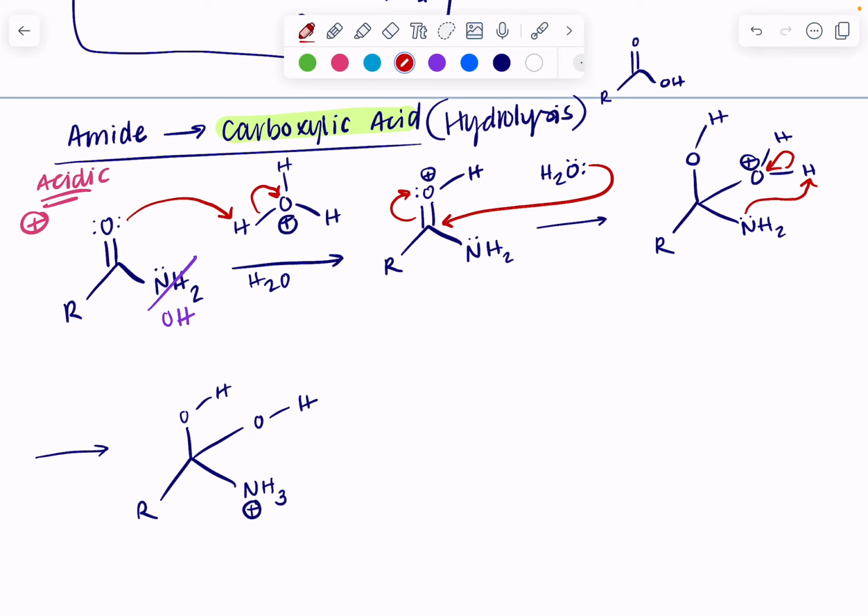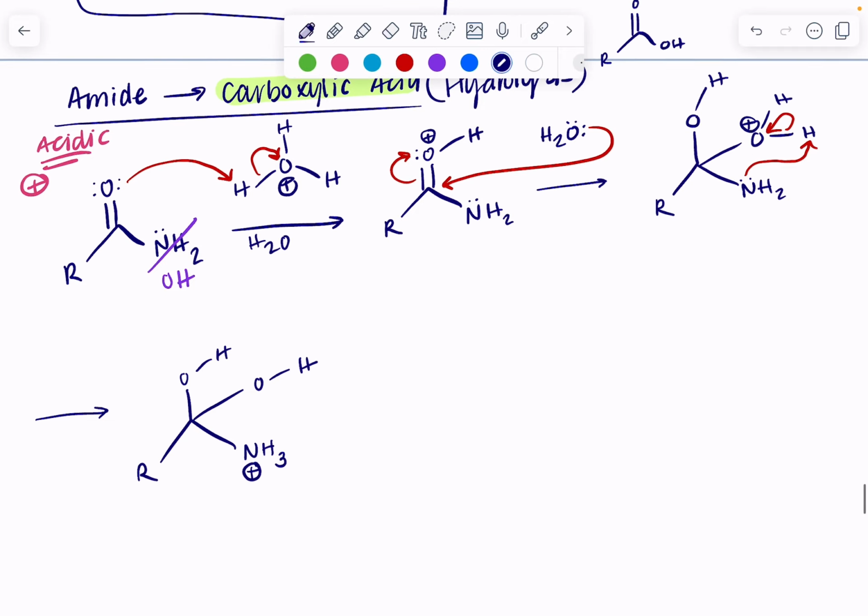It's fine to leave. And so we can take another water molecule and we can actually rip off a hydrogen from this OH group, sending these electrons back to this double bond and kicking off this nitrogen.